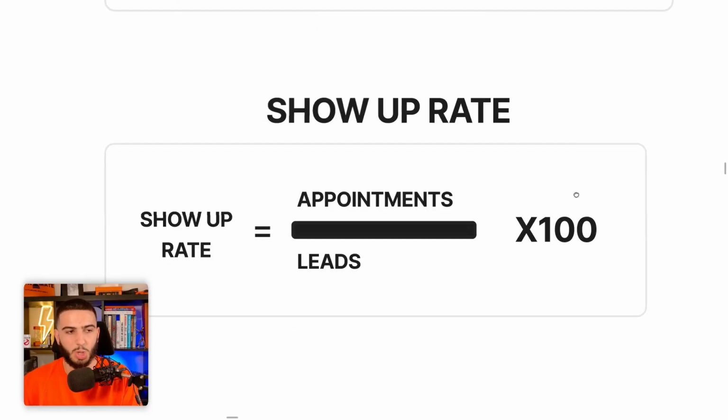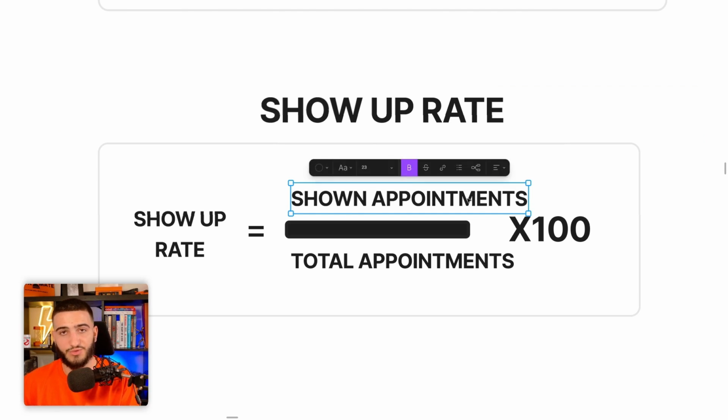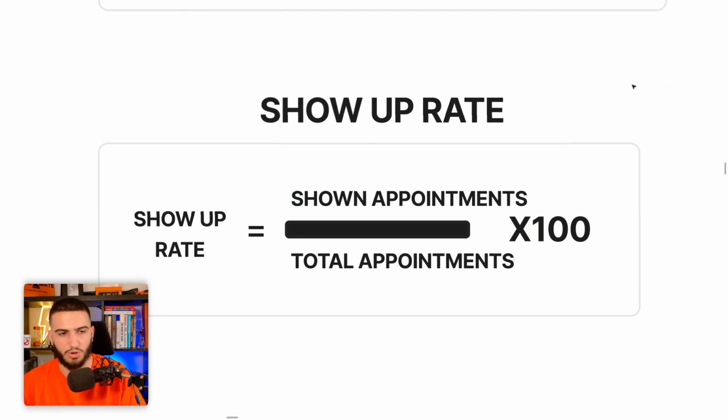And last but not least, we have show up rate, which is just basically the percentage of appointments which showed up or didn't cancel. So in this case, all you need to do is divide the number of shown appointments by the number of total appointments. I'm not going to go through the example of that one.